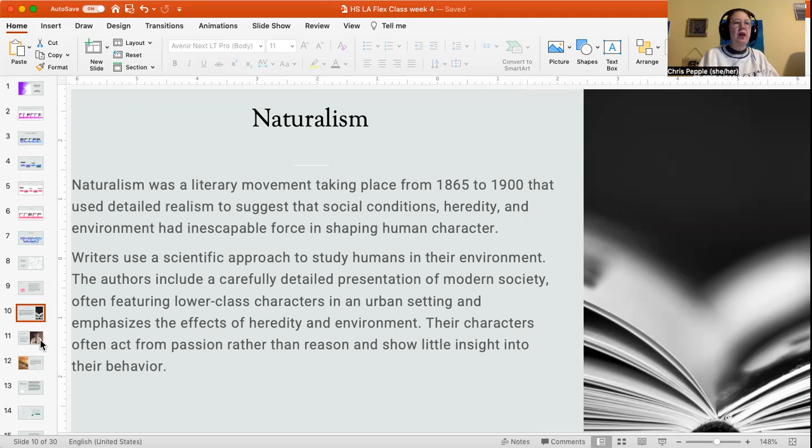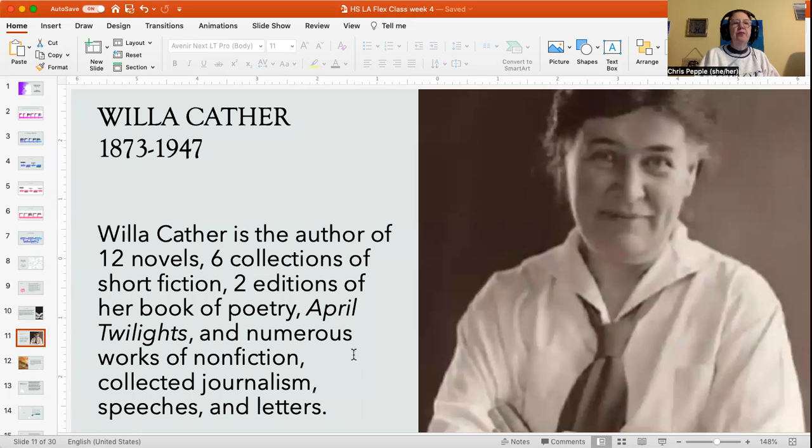So let's look at one of the authors that I'm going to talk about today. Willa Cather is the author of 12 novels, six collections of short fiction, two editions of her book of poetry, April Twilight, and numerous works of nonfiction, journalism, speeches, and letters.